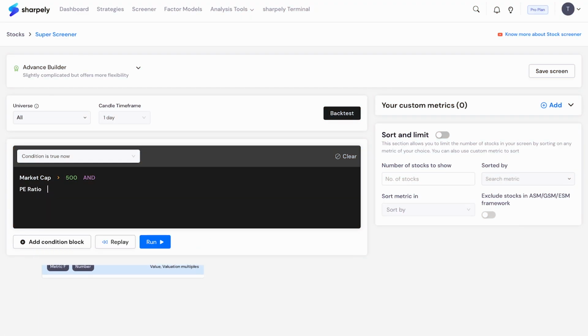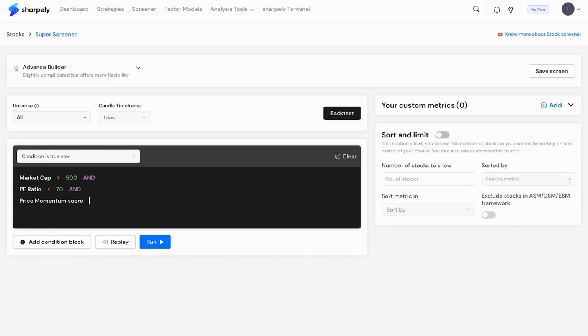Next, we set the PE ratio to 70. This filter helps us strike a balance between avoiding overvalued stocks and identifying those with reasonable valuation. A high PE ratio could indicate that the stock is overpriced, while a low PE could point to undervaluation. We are aiming for stocks with sustainable growth potential without being excessively expensive.